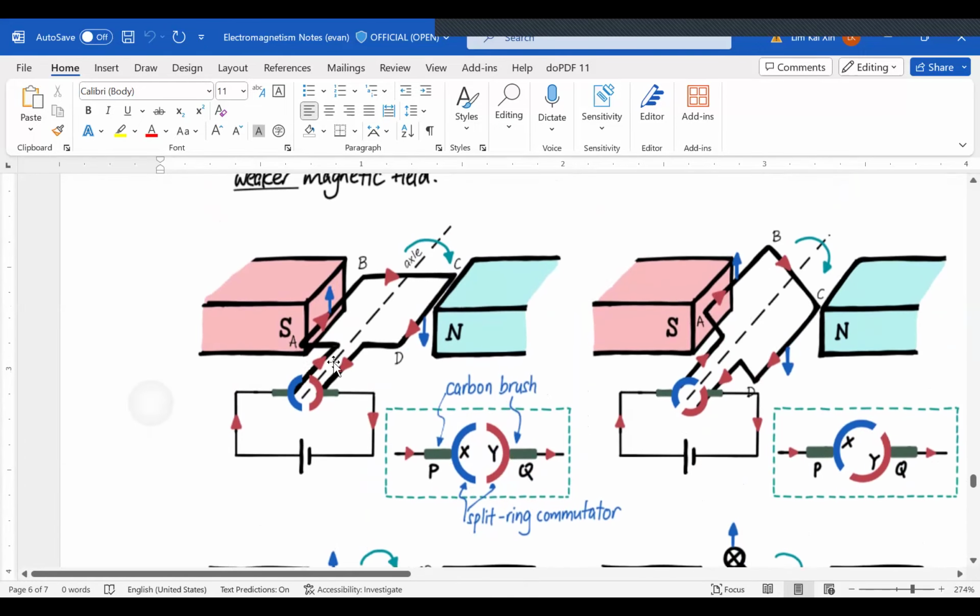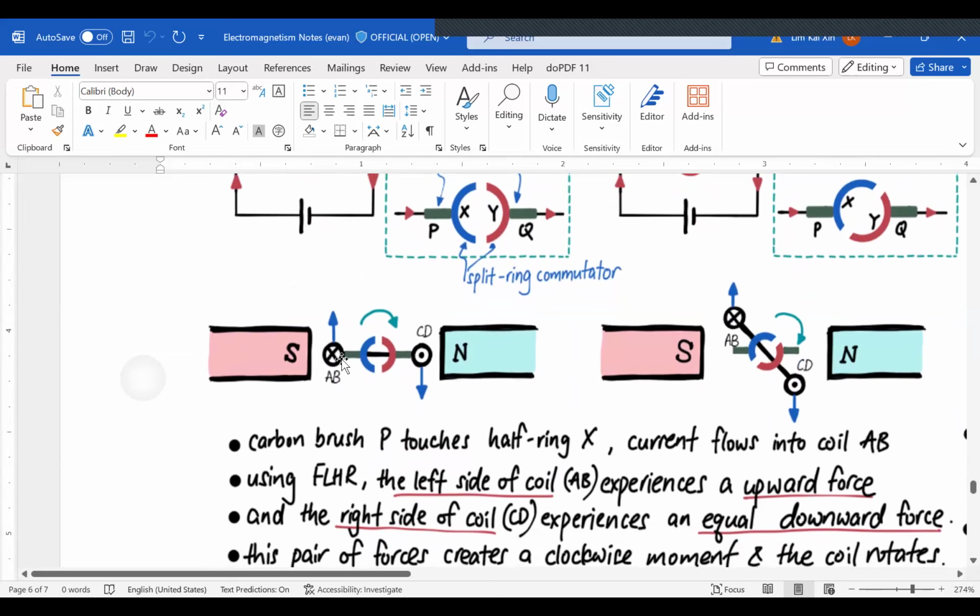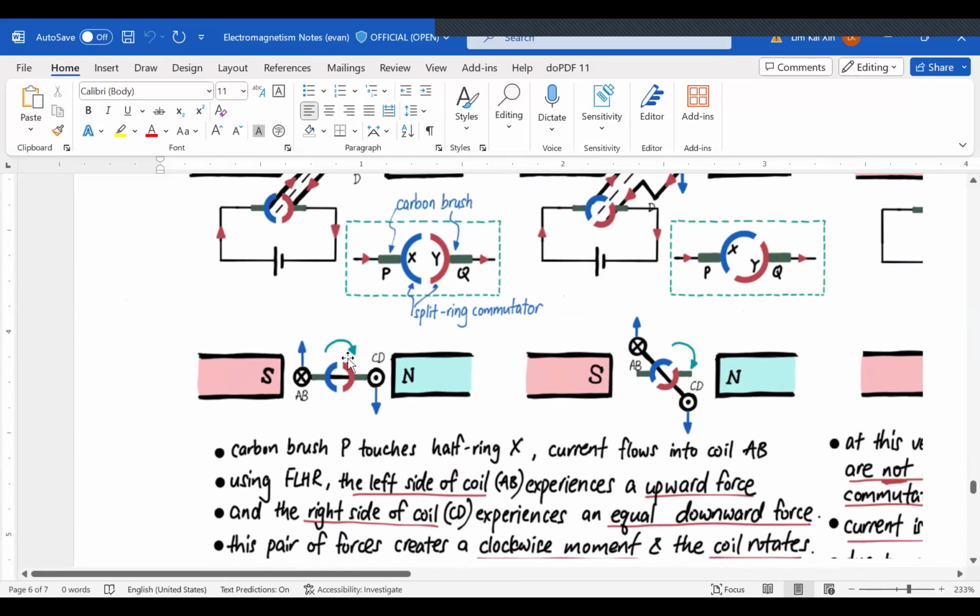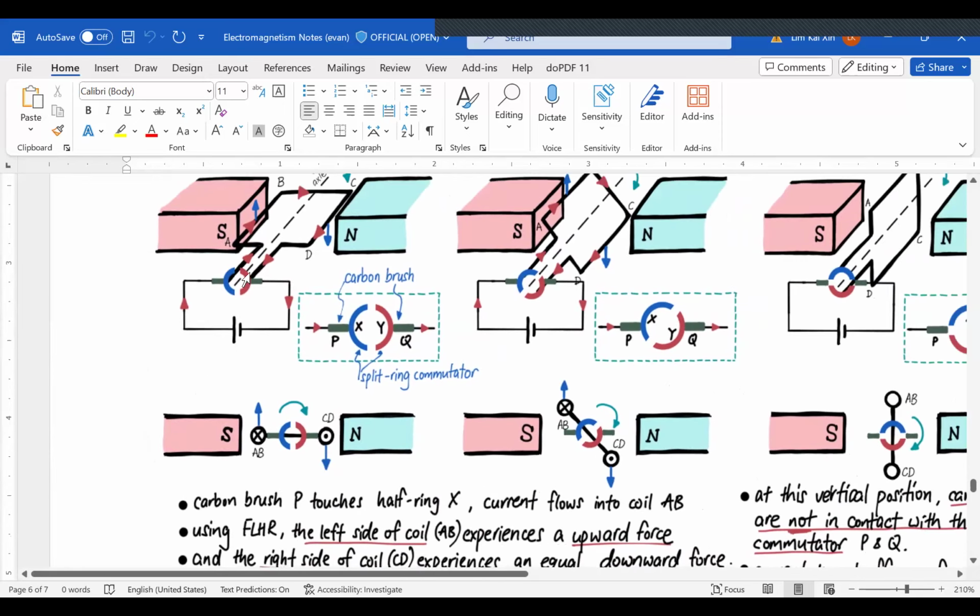If I were to apply Fleming's left-hand rule, this is a 3D diagram. In terms of 2D, it will look like that. Let me make it smaller. In this one, the current is going into the paper, so I see a cross. And over here, the current is going out of the paper, I see a dot. This is in the coil AB, and this is in the coil CD. AB is connected to the X carbon brush, and CD is connected to the Y carbon brush.